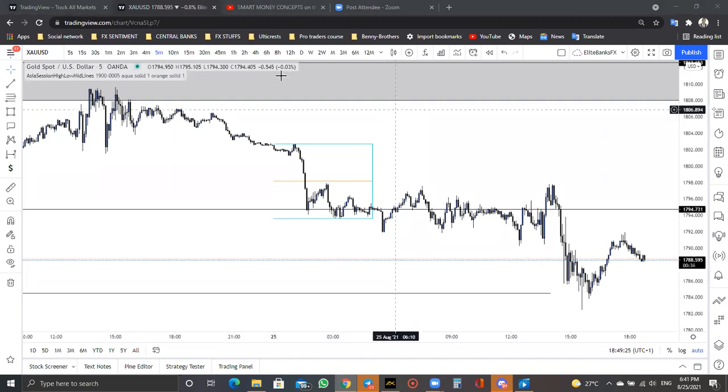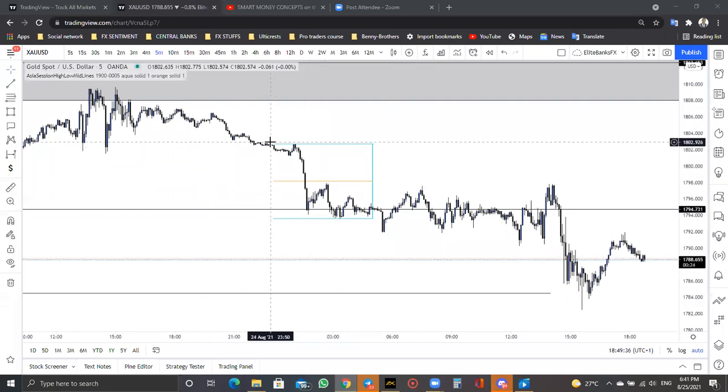Okay, as I was saying, this indicator is called Asia Session High Low Midlines. It comes with a default setting, which I don't use in Nigeria.